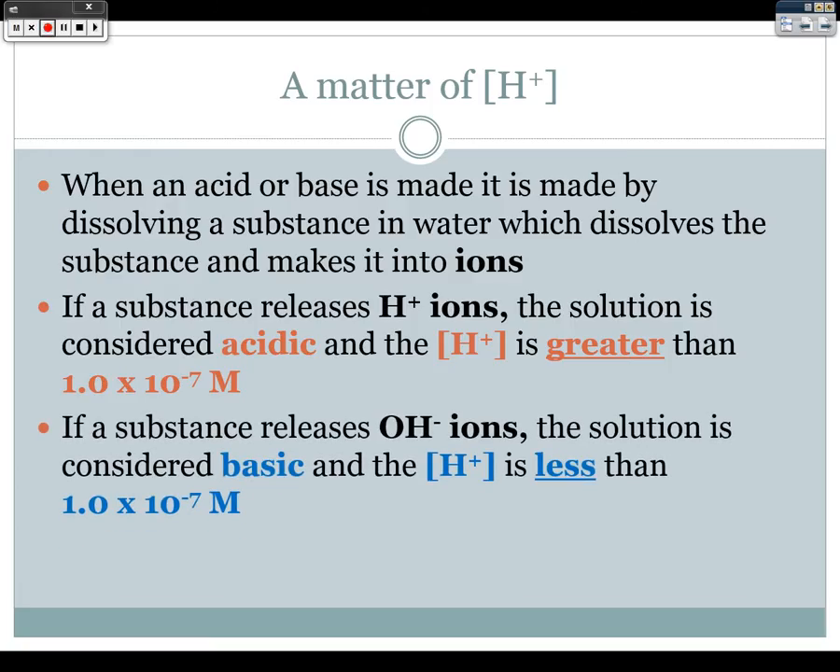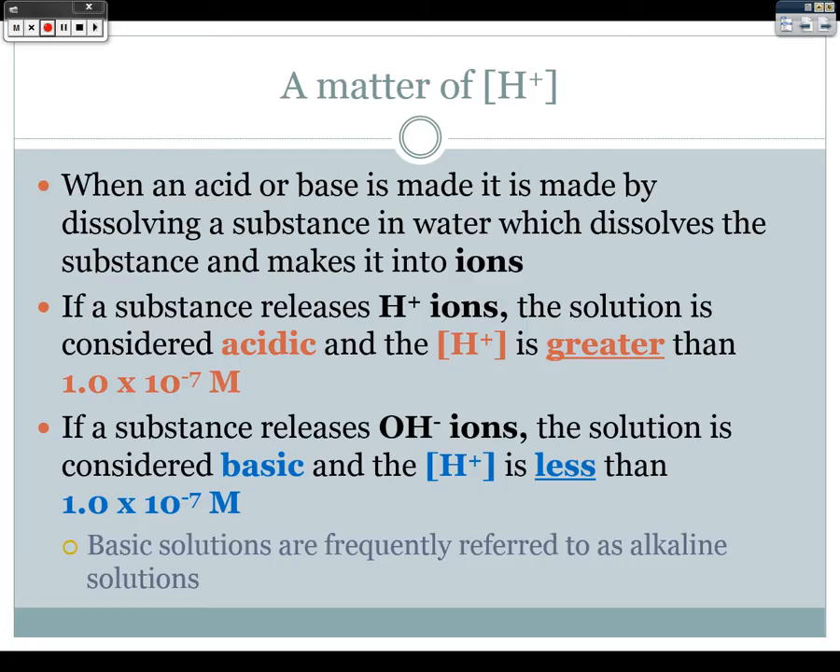If a substance releases OH minus ions, the solution is considered basic, and the H plus ion concentration is less than 1.0 times 10 to the negative 7 molar, so something like 1.0 times 10 to the negative 8, negative 9, negative 10, negative 11, negative 12, negative 13, and negative 14. Basic solutions are frequently referred to as alkaline solutions, and that's primarily because they are usually made up of the alkaline metals or alkaline earth metals.